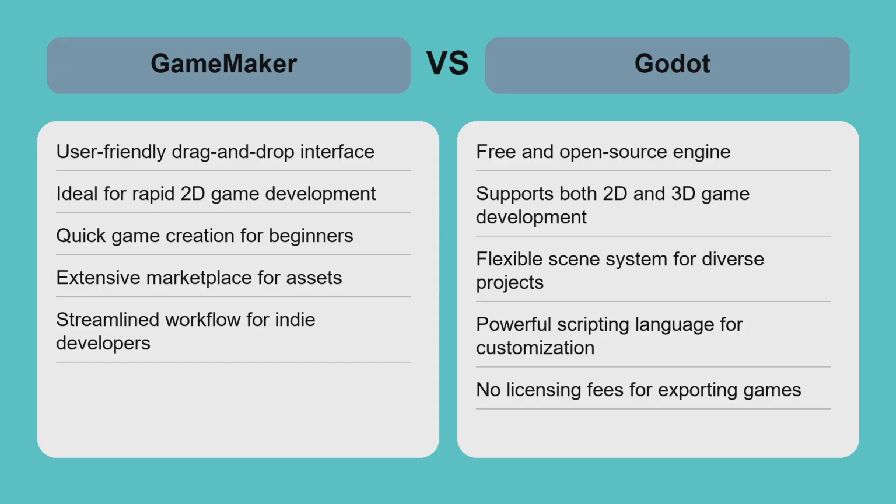Godot's open source model removes licensing barriers and supports complex projects, but demands more programming skill and time investment. For example, a developer aiming to release a simple 2D mobile game might prefer GameMaker for its simplicity, while a small studio creating a multi-platform 3D title would benefit from Godot's versatility. Both engines have active communities, but your choice depends on project scope, technical ability, and budget.